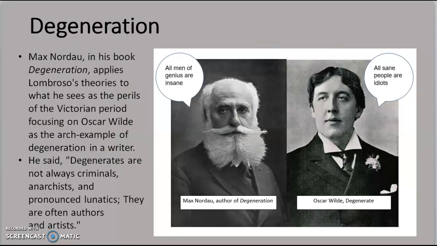The last one that we need to talk about just briefly is degeneration. Max Nordau proposed this in his book Degeneration, and he applied it to Oscar Wilde specifically. Degenerates are not always criminals, they're anarchists, they're pronounced lunatics, they are often authors and artists. And remember that degeneration is just where you indulge those parts of yourself that are seedier, shadier, that are not your public persona. If you do that too often, that will lead you down this path towards degeneration, which is the opposite of evolution. So if we have that possibility to evolve, Max Nordau says degeneration takes us backwards, and we have that possibility of devolving. So these are the four main theories that we're going to see throughout our readings of Gothic literature.